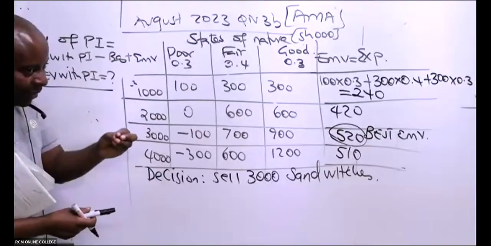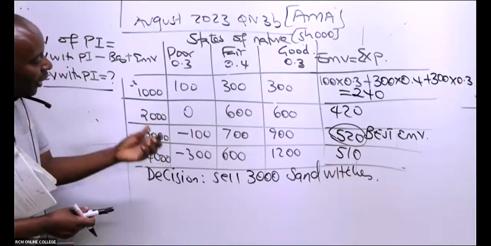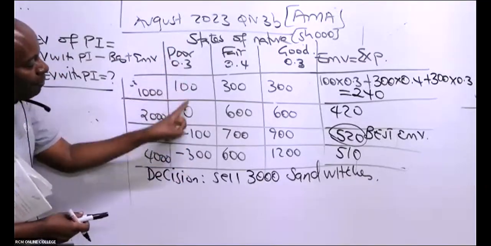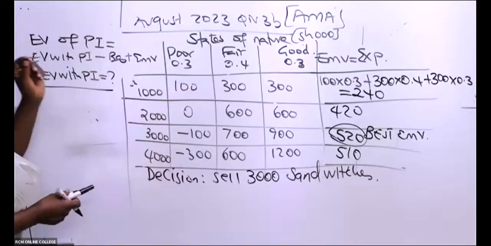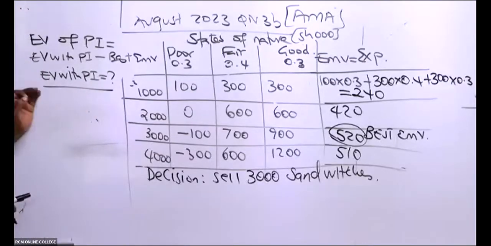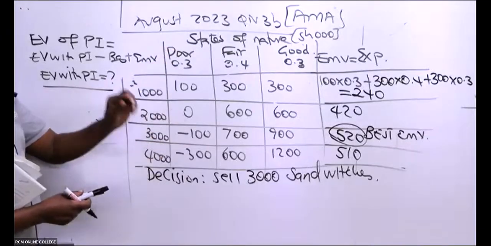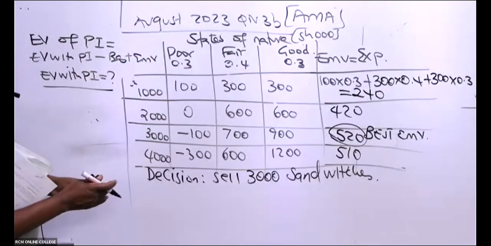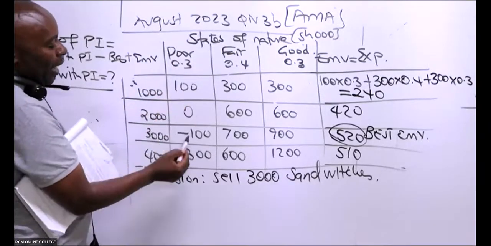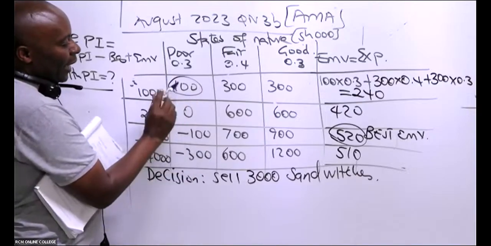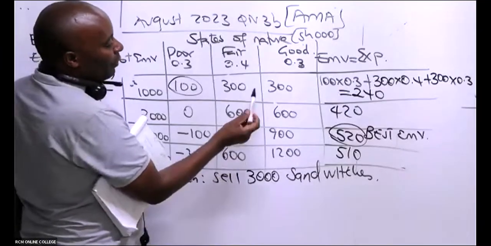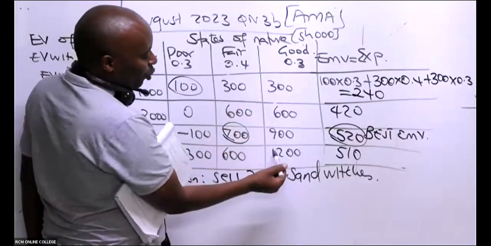100, the highest, isn't it? Given information that it is poor that will prevail, we shall go for the very best here. So, ladies and gentlemen, whenever they tell you to calculate expected value with perfect information, go to each column identifying the highest. Like now column number 1, which one is the highest here? 100. Column number 2, the very highest is which one here? 700. Column number 3, the very highest is what here? 1200.